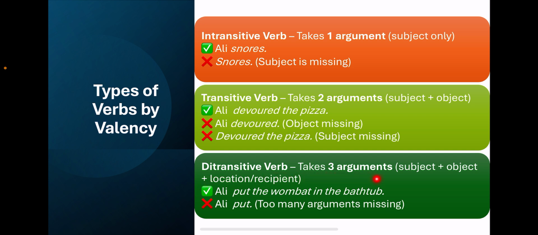Ditransitive verbs take three arguments: subject, object and location or a recipient. For example, Ali put a wombat in a bathtub. If you just say Ali put, two arguments will be missing: the bathtub and the wombat. So the first sentence is correct while the second one is incorrect.